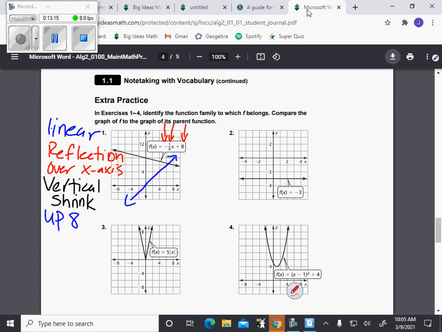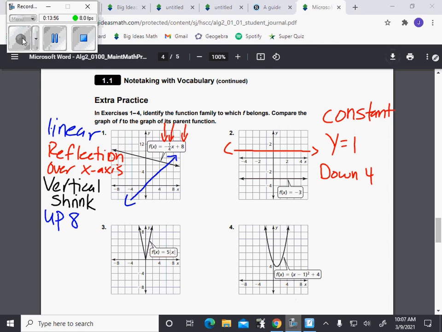Number 2 here, we have f of x equals negative 3. Well, what's the family function? That's our constant. The constant family. The constant function is right here at y equals 1. This new function is f of x equals negative 3. Okay, so what's our definition? We could say a reflection over the x-axis and then down 2. Or we can just say down 4 units. Down 4. Okay.